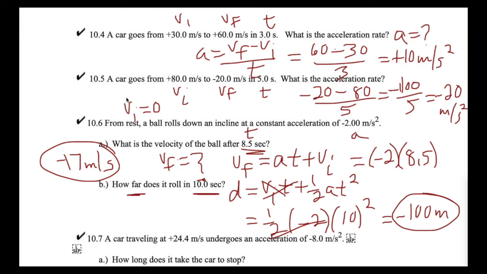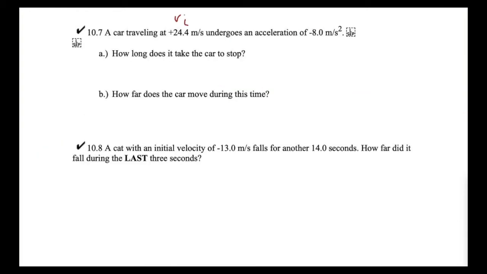Let's look at 10.7. I have a car traveling at 24.4 meters per second. That's an initial velocity, undergoing acceleration of -8. There are some weird things again. How long does it take the car to stop? That's time. And stop means Vf equals 0.